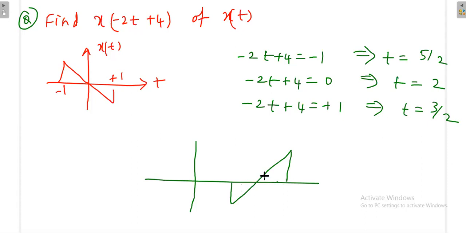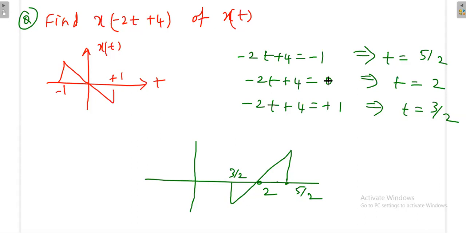See what I'm doing: whatever number I have at -1 will be mapped to pi by 2. Say if it is 3 by 2, this is 2, this is 5 by 2. But one more thing you have to note down. At -1, what is happening? Exactly, the signal is increasing. The same has to happen at t is equal to 5 by 2. Exactly, the signal is increasing.